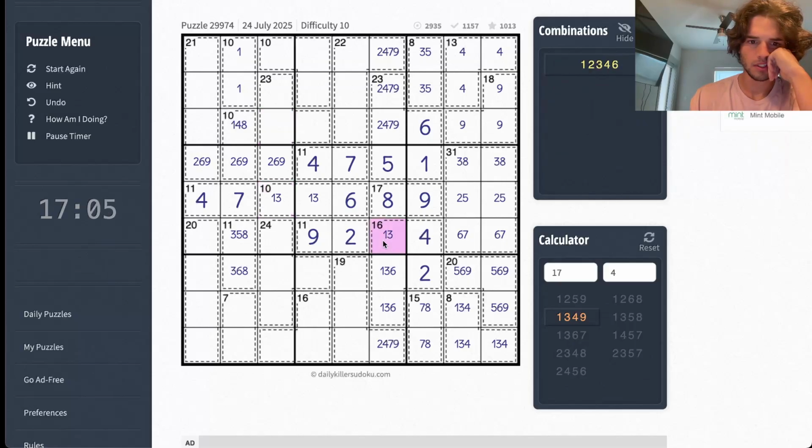So whatever goes here must go here. So these must be the same digit. Must have the other 1 or 3 here.